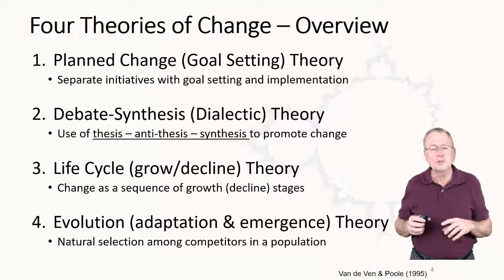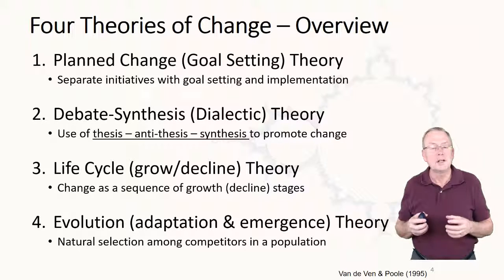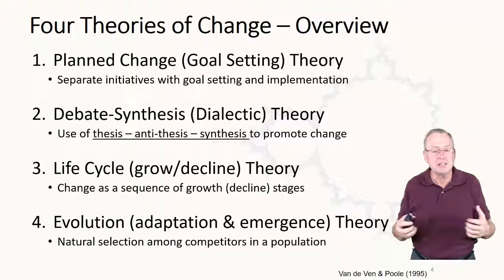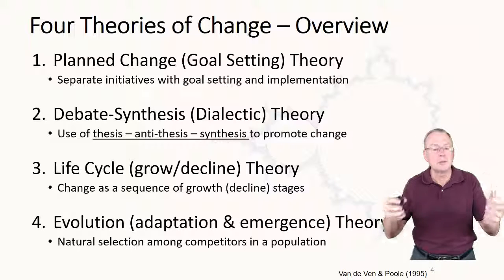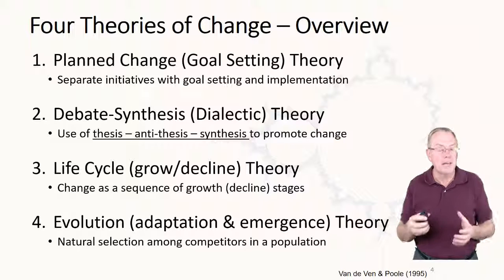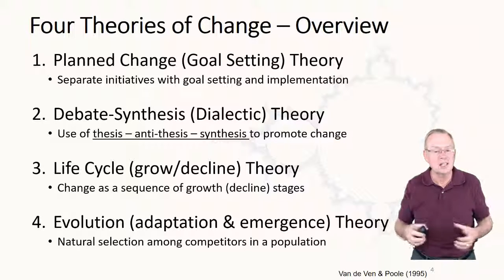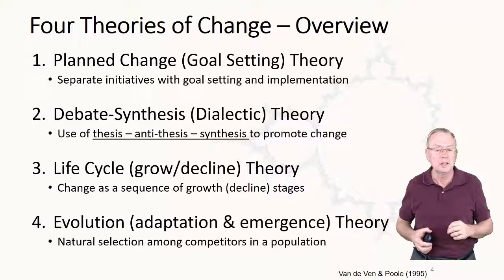The fourth also comes from the biological field, and this is evolution. The adaptation of the organization, or in many cases you might think about a species adaptation. This is an emergence. New things emerge based upon a selection process among competitors. This also has application within organizations as to how change comes about. And again, we're going to get into this in much more detail in the next lecture.